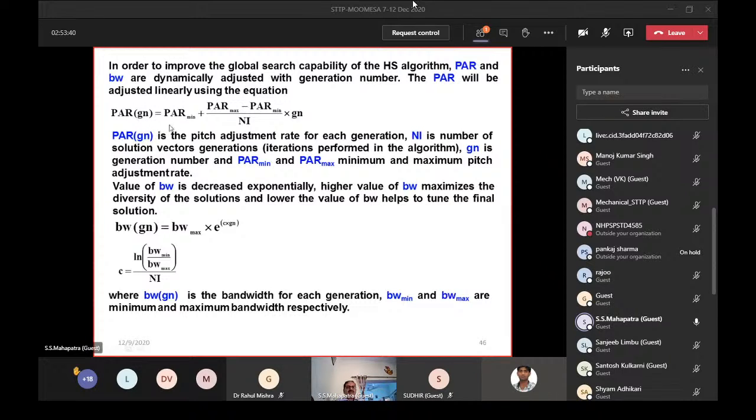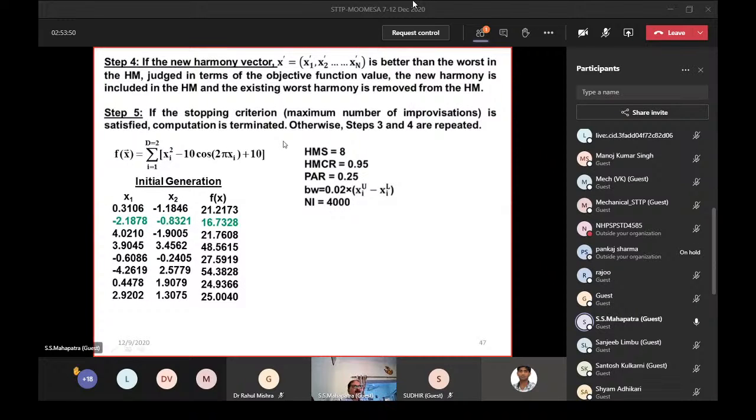Now once this new harmony is generated, it may have a better solution than the worst solution. So the worst solution is replaced by the new solution. If it is not good enough, then it will be rejected. A new solution is to be generated. So this step will continue till you get the best values.